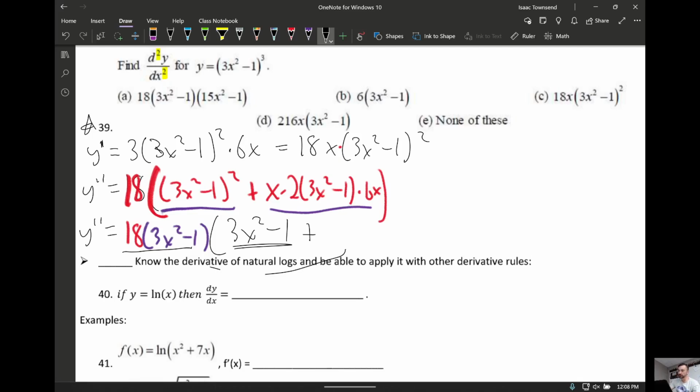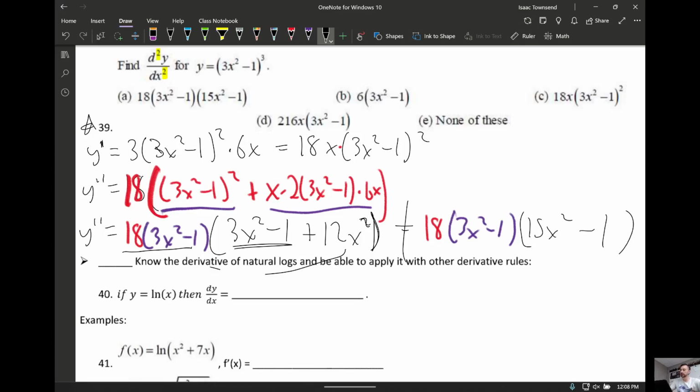2 times 12, or 2 times 6 would be 12. X times x would be x squared. And the 3x squared minus 1 got factored out. And so in the end, I had the 18 GCF that I just pulled out pretty much from the beginning of the second derivative. I've got the 3x squared minus 1 GCF that I pulled out in the last step. And then after I had pulled that stuff out, inside of what was left over, there's a couple terms that combine. 3x squared plus 12x squared makes 15x squared, and a minus 1. So all of that to get A.